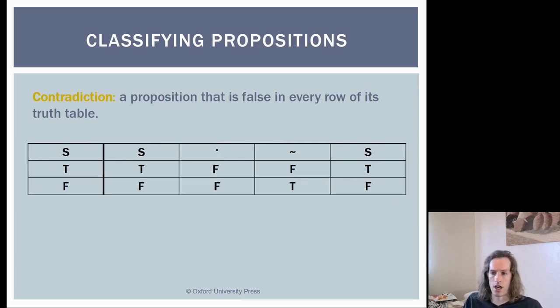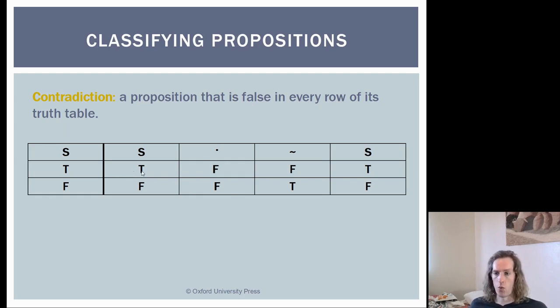Now, another type of proposition we have is a contradiction, which is, as you would expect, the opposite of a tautology. But instead of being true in every row of its major operator, a contradiction is going to be false in every row of the major operator of the truth table.